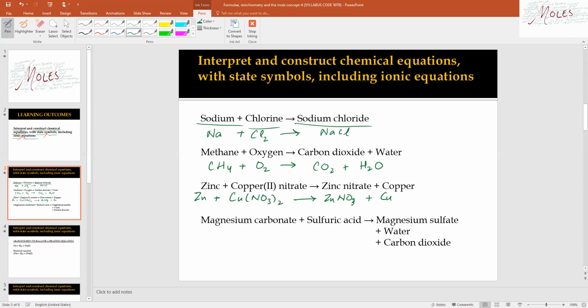Formula for magnesium carbonate here is MgCO3 and sulfuric acid, it's H2SO4. For the products, MgSO4 is a formula for magnesium sulfate, H2O for water, CO2 for carbon dioxide.